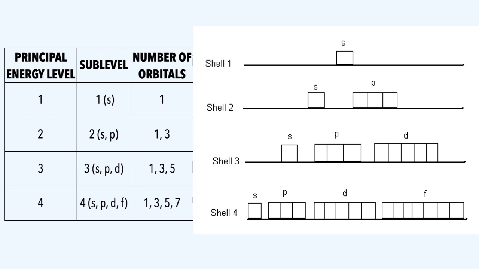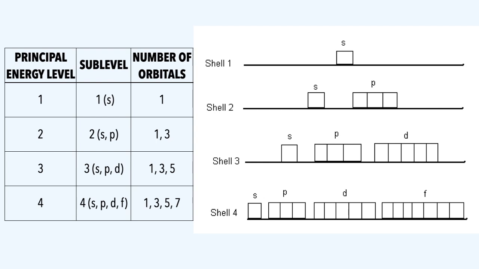So, sa shell 1 or sa energy level 1, nakikita natin meron tayong isang sublevel at meron tayong isang orbital represented by the square. Okay? Sa shell 2, meron tayong dalawang sublevel S and P. At sa S, meron tayong isang square na sumisimbolo ng orbital. Samantalang sa P, meron tayong 3 magkakadikit na square na siyang orbital.